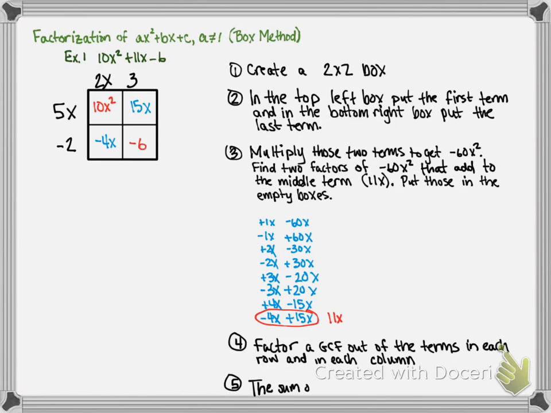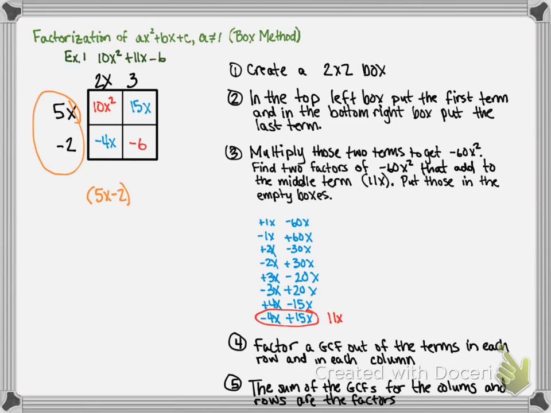Okay, step 5, the sum of the GCFs for the columns and rows are the factors. That means 5x plus negative 2, or 5x minus 2, times 2x plus 3. That's my factorization. So 10x squared plus 11x minus 6 factors to 5x minus 2 times 2x plus 3.